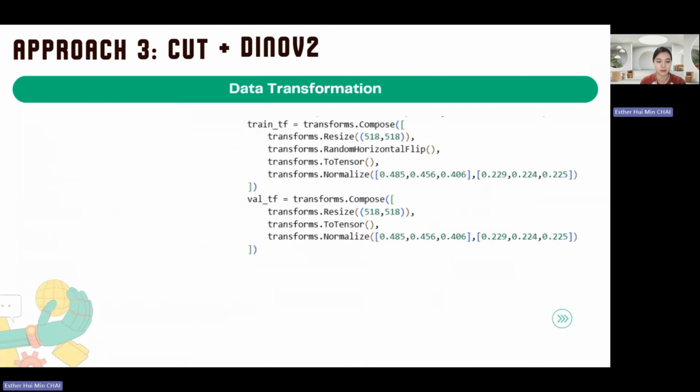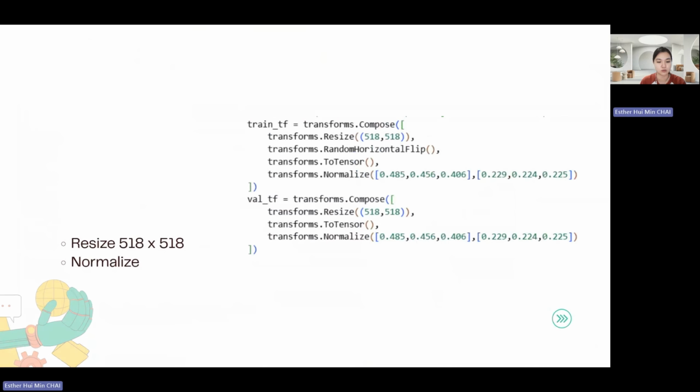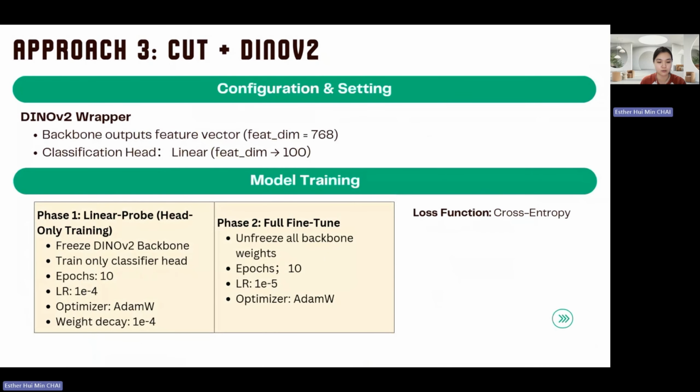classes. To briefly explain my data transformation, the images are resized to 518 by 518 pixels, and random horizontal flipping is applied to training images only, followed by normalizing the images for both training and validation sets. Training is done in two phases: head-only training, followed by full fine-tuning.